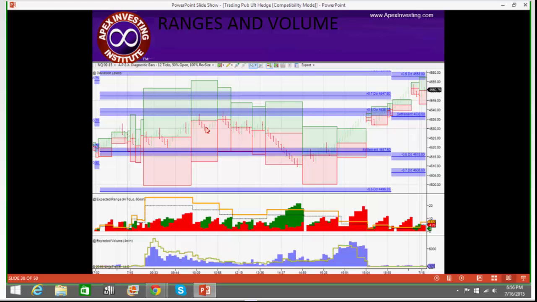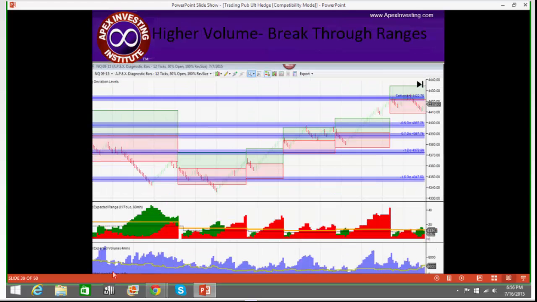Check this out. What about high volume days, where the volume's blowing past these expected lines? You see that? High volume, choppy, volatile days. Guess what happens? Boom, coming out of ranges, going out of ranges. Just a couple other tools we use for our trading.